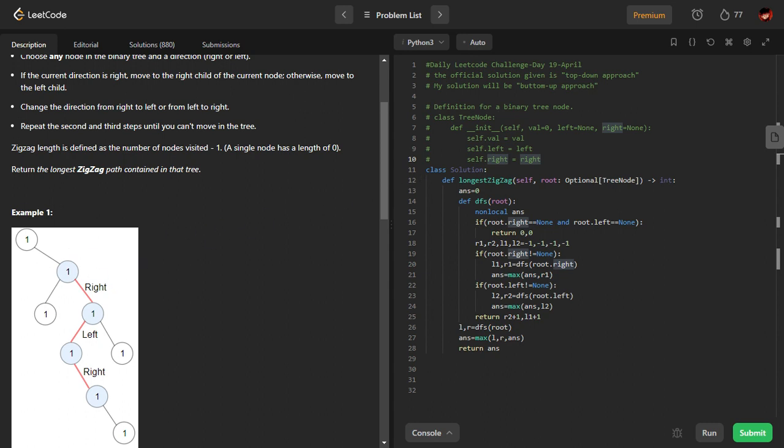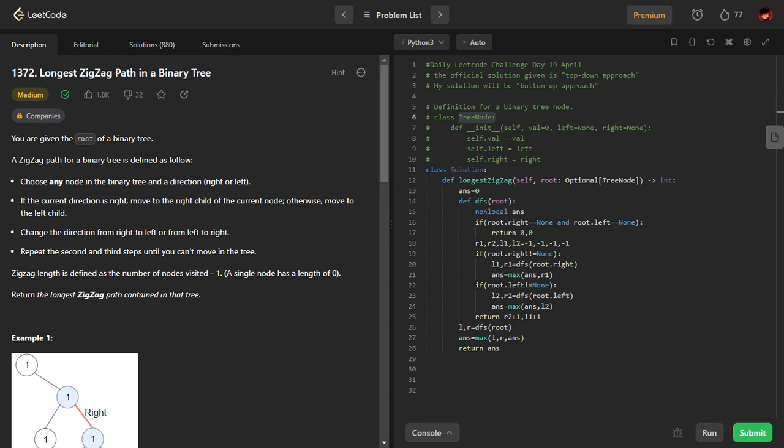It will have a value, a left pointer, and a right pointer. So that's how the structure is. Just go through it once, and we are given the root of it. So the root here has a data type of this. Root is basically an object of this particular class. So this was all about how LeetCode gives the question, and now coming to the question.